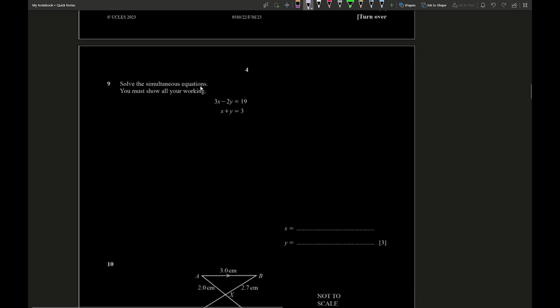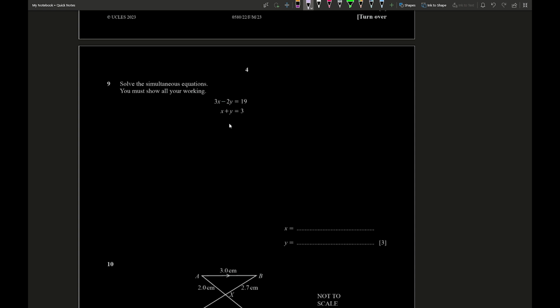Solve these simultaneous equations. You must show all your working. We have the first equation, 3x minus 2y is equal to 19, and the second equation, x plus y is equal to 3. Now you have two ways you can solve these two simultaneous equations. One way is by making one variable in either equation the subject and then substituting that in the second equation, or by just the elimination method.